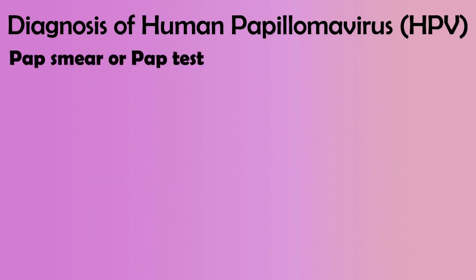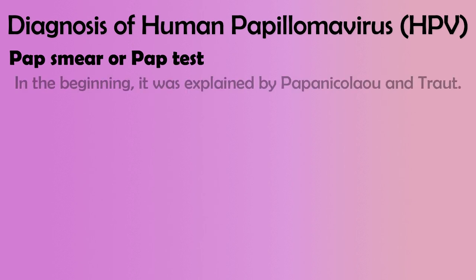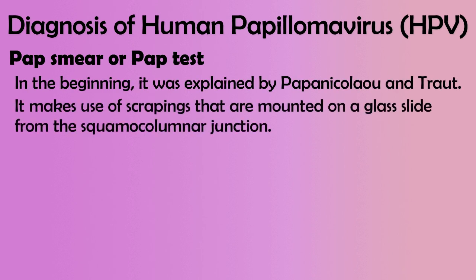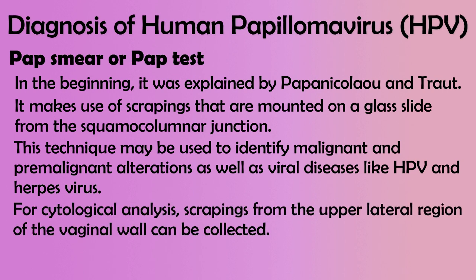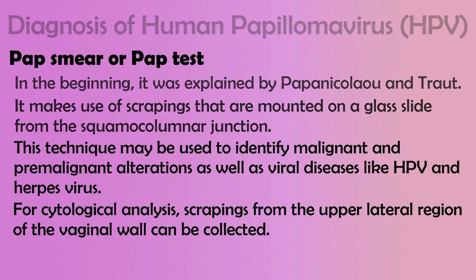The next is the Pap smear or Pap test. In the beginning it was explained by Papanicolaou and Traut. It makes use of scrapings mounted on a glass slide from the squamocolumnar junction. This technique may be used to identify malignant and pre-malignant alterations as well as viral diseases like HPV and herpes virus. For cytological analysis, scrapings from the upper lateral region of the vaginal wall can be collected.